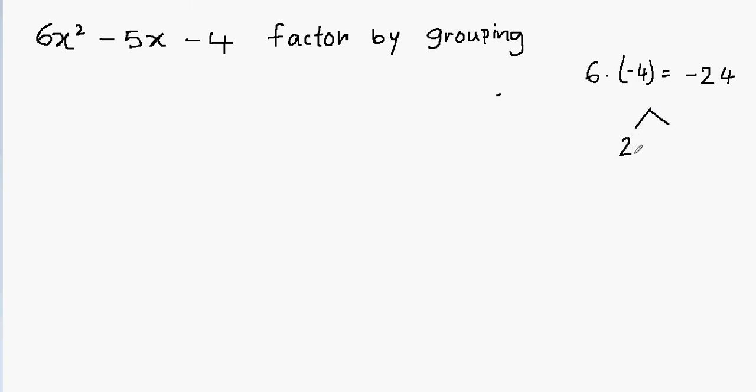So factors of 24 could be 24 and 1. 6 times 4 also gives me 24, 6 and 4. Then I have 8 and 3, and then I have 12 and 2. And I can't think of any more factors of 24. So now I have to think which two factors will work in my case.